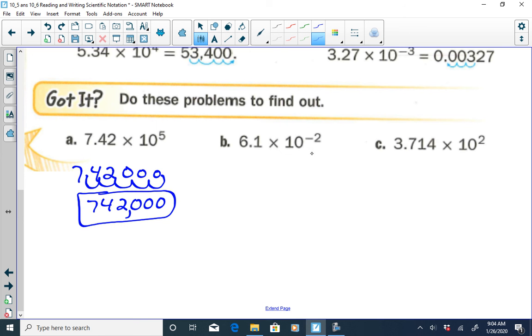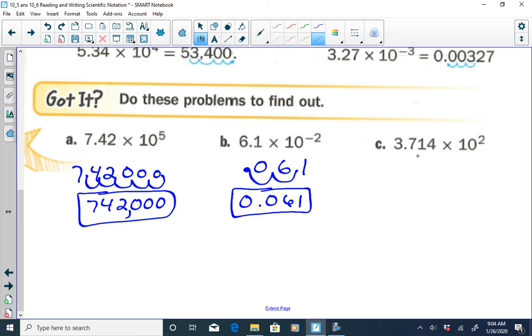Here we have 6.1 times 10 to the negative 2. The exponent's negative, so we're going to be moving the decimal point to the left 2 places. Here's 1 place, 2 places. I have to fill in a 0. Decimal point, we have 0.061 or 61 thousandths.